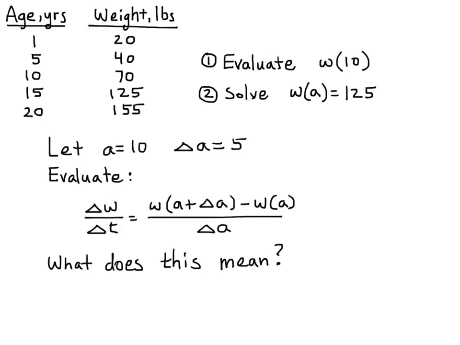Anybody want to venture a guess? Yes? It's a guess, but is it how fast they're growing? Exactly, yeah. It's the change in weight over the change in years. So if we evaluate these things, W at 15 is 125, and W at 10 is 70, over 5. So here we have 55 over 5, which would be 11. That would mean that between the ages of 10 and 15, there was an average weight gain of 11.